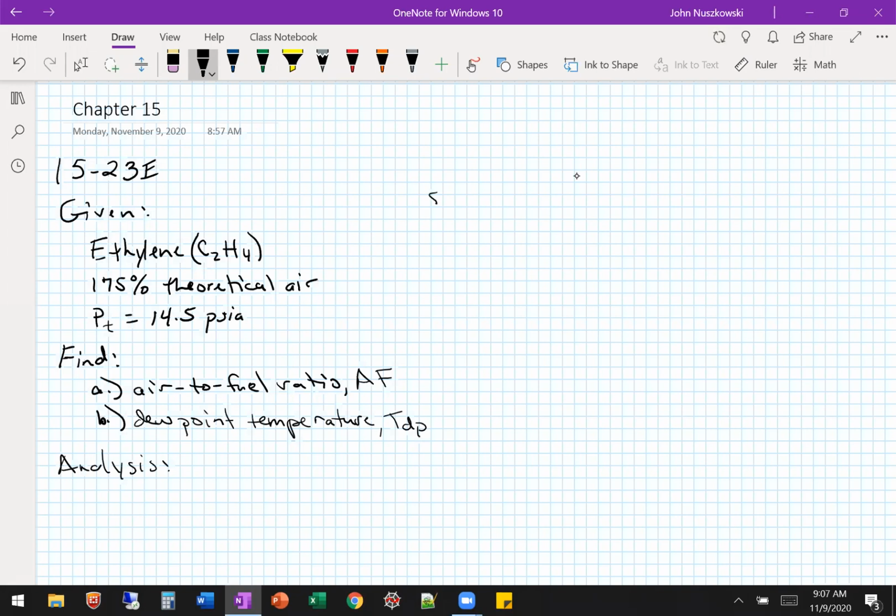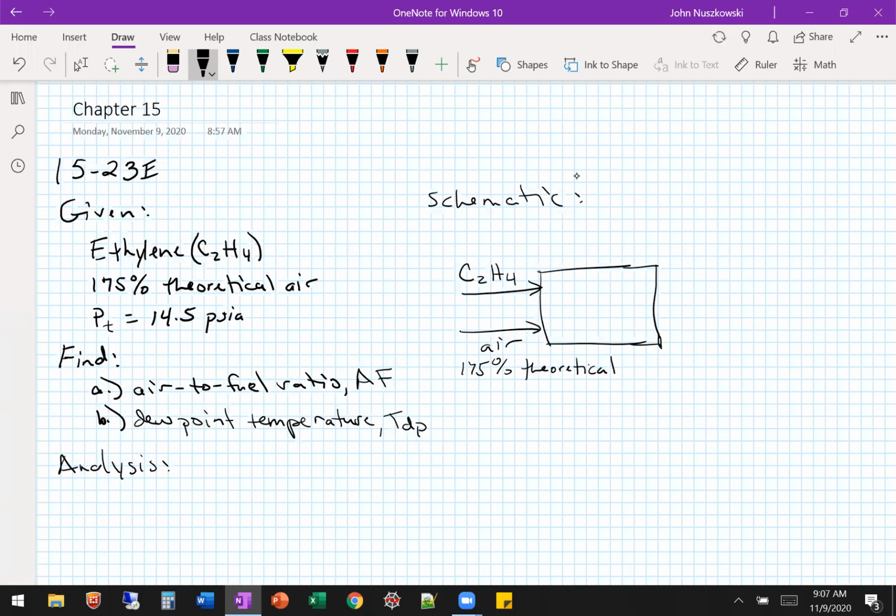All right, schematic. So we have our combustion chamber. We have our fuel going in, which is C2H4. And then we have our air going in on the other side, which is 175% theoretical air. Okay. And then what comes out is our products.